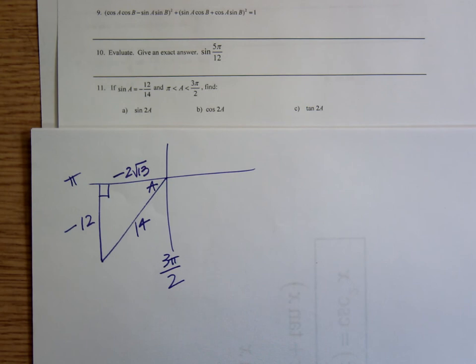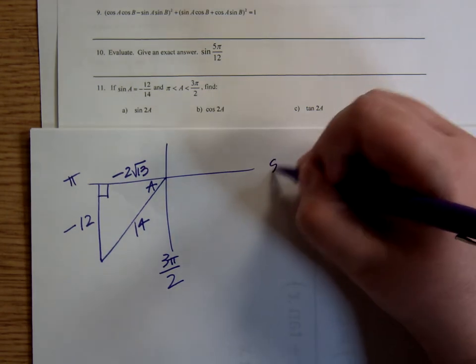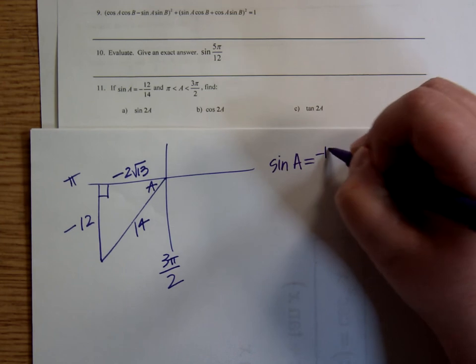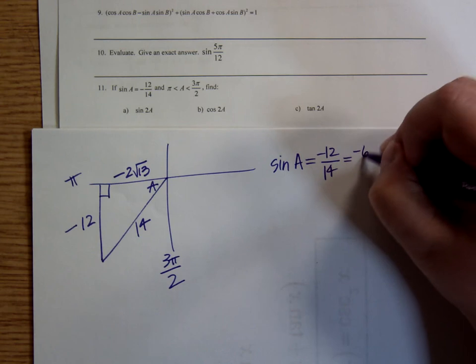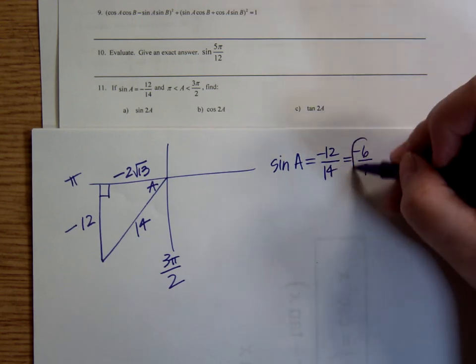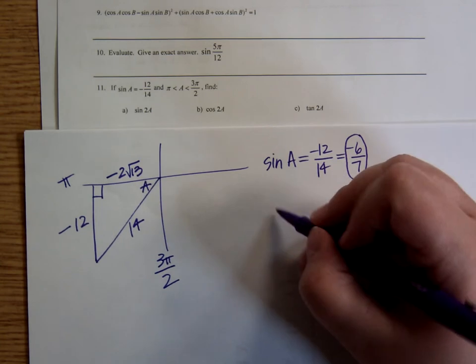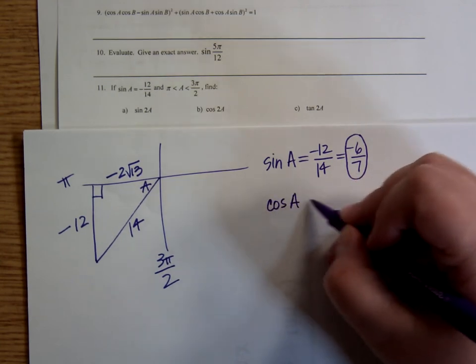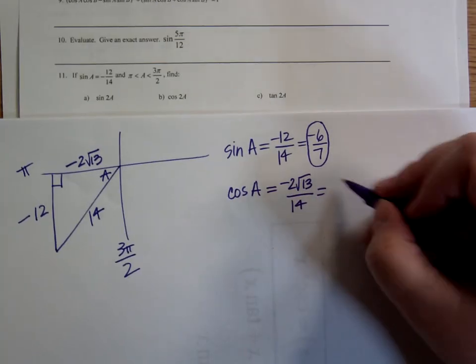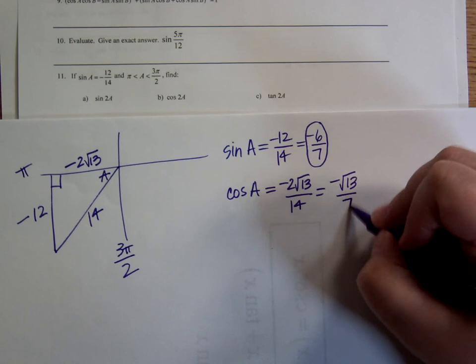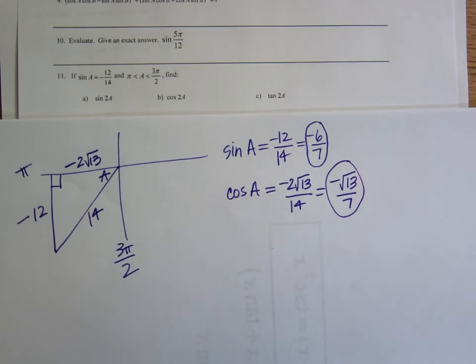All right, so I've got the sine of A is negative 12/14. We already knew that. And by the way, we could simplify that if we want to. It's the same as negative 6/7. And the cosine of A is negative 2 root 13 over 14, which again I could simplify and call negative root 13 over 7. 2 over 14 makes 1 over 7. And now I'm ready to use the formulas because this wants me to do the double angles. Double angle for sine, cosine, and tan. Okay, so double angle for sine.